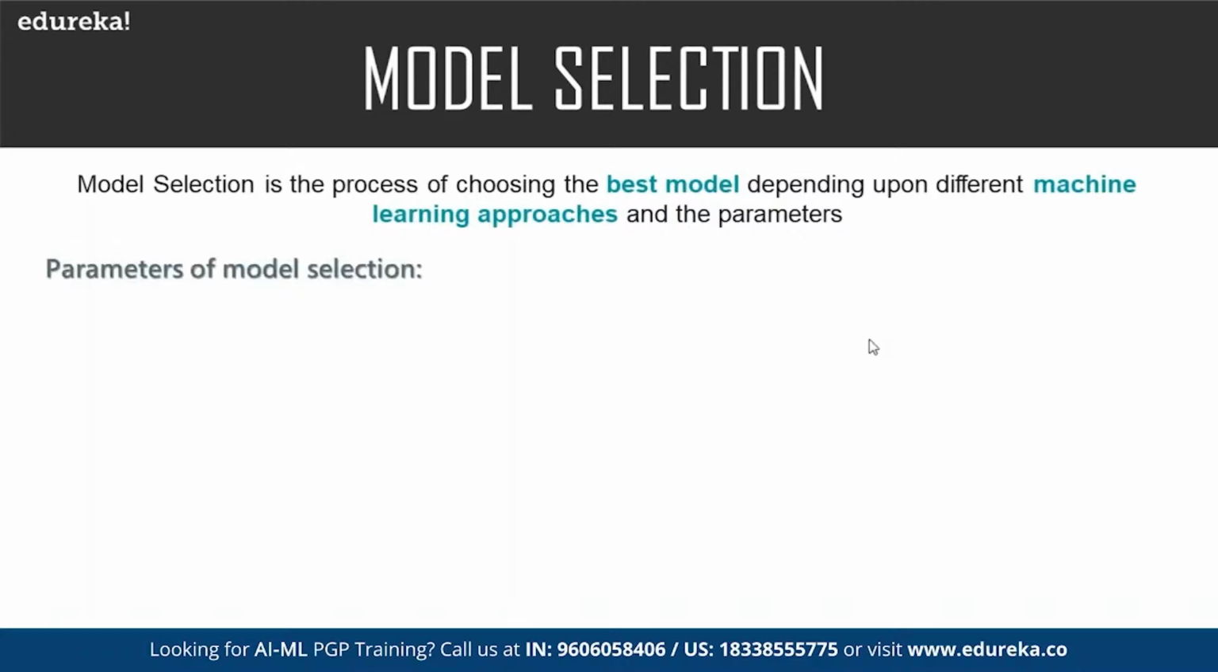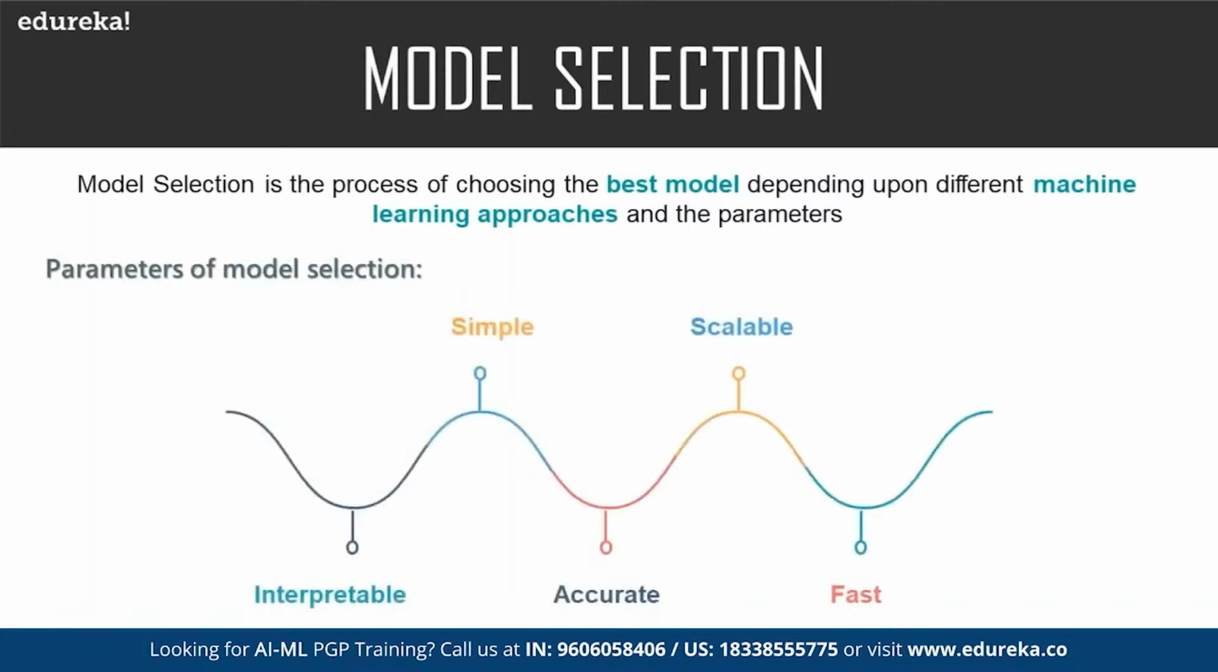The parameters of such model selection are about how we are going to yield the result through such a model. So are the results interpretable, or simple, or accurate, or scalable, or fast? How fast it is, and how far we can scale that model. And again, that is a part of the modeling process, we say.